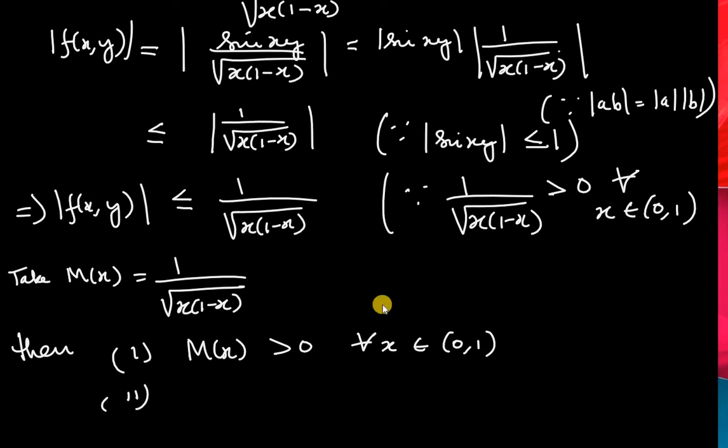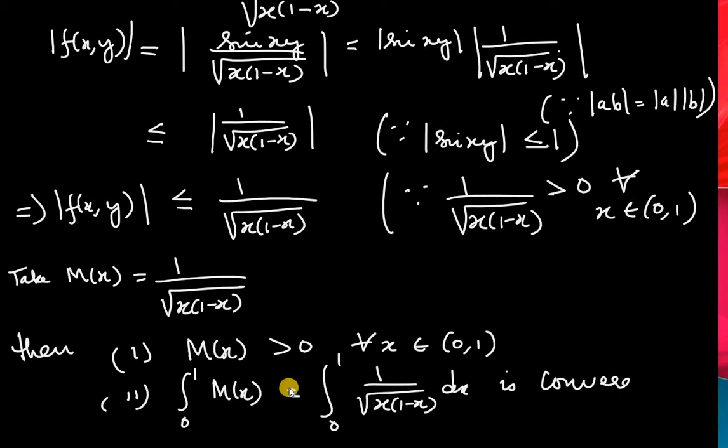Number 2, I assume here that this integral is convergent, because it is a convergent improper integral from 0 to 1 of a single variable. In unit 1 you will discuss this in detail, and you will find that 1 by square root of x into (1 minus x) is a convergent improper integral. So here I assume that you already know this result. That is, the integral from 0 to 1 of M(x), which is the integral from 0 to 1 of 1 by square root of x into (1 minus x) dx, is convergent.